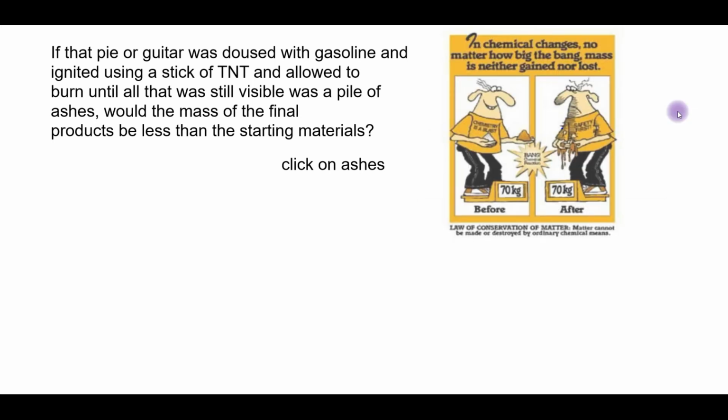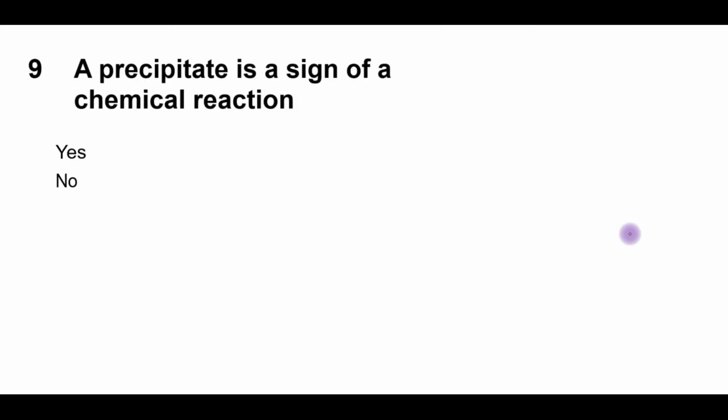In chemical changes, no matter what we do, mass is neither gained nor lost. This is the law of conservation of matter. So why does it look like there was less mass? Because some of the final product was a gas, and that can be difficult to measure or see. A precipitate is a sign of chemical reaction.